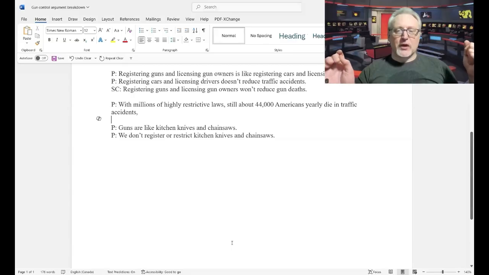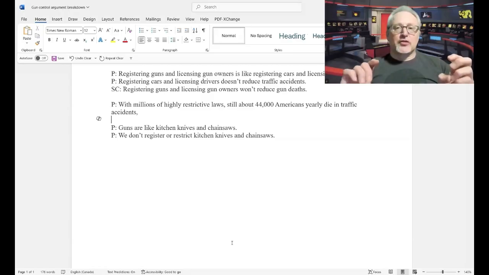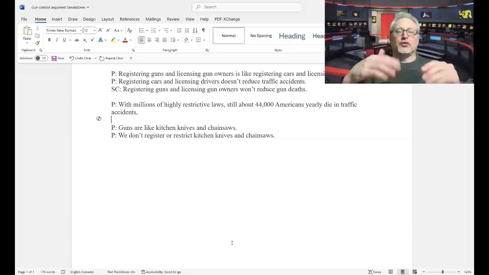The important part is that he's definitely saying guns are like kitchen knives and chainsaws. And when he has a sentence, do we restrict their use or require licenses for them? Well, that's what they call a rhetorical question. It's a statement disguised as a question. He certainly doesn't think that we should require licenses for kitchen knives and chainsaws. So we can just write that down. In plain language, we don't register or restrict kitchen knives and chainsaws.